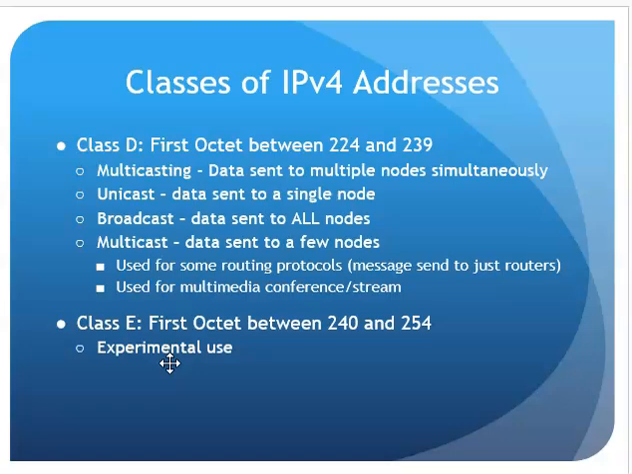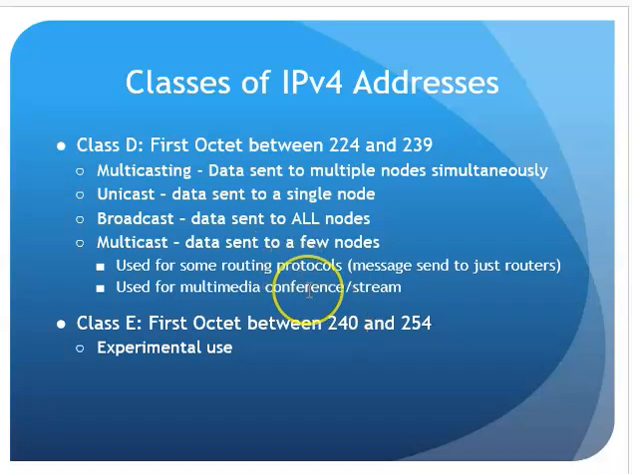Class D was set aside for multicasting, with the first octet 224 to 239. Unicast is a message that goes to a single node. A broadcast is a message that goes to all nodes on the network. A multicast is to a few nodes. This might be for a routing protocol, as we'll see in Chapter 9, where it sends out a message to just the routers in the network.